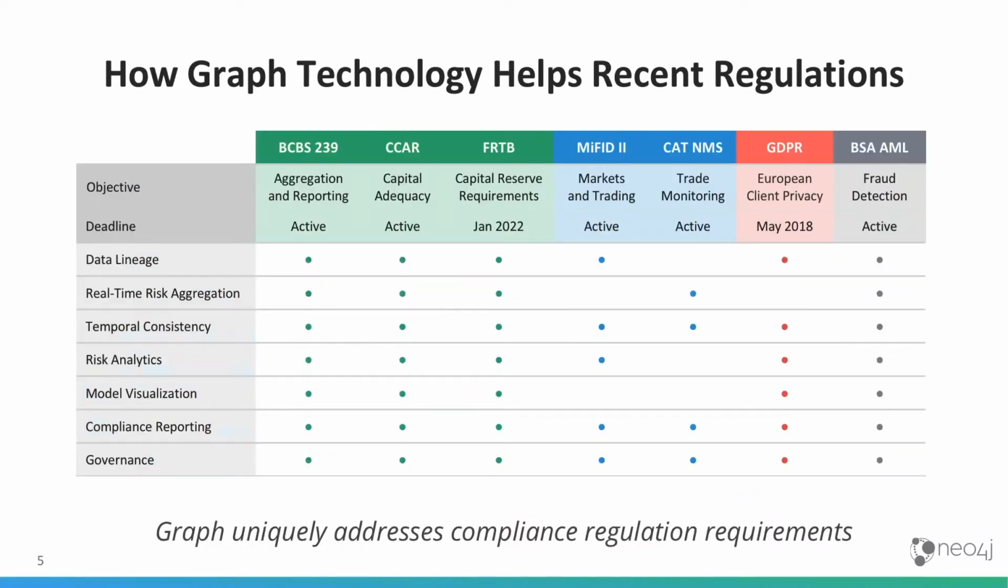What is common across all of these, right? So why does graph technology apply to all of these regulations? If you look at one of the common themes across these regulations, it is getting to the bottom of the data. How is the data that you're reporting connected back to its origination? Where did the data originate from? How is that risk being aggregated along the line? And so tracking that data lineage is a key factor in most of these regulations.